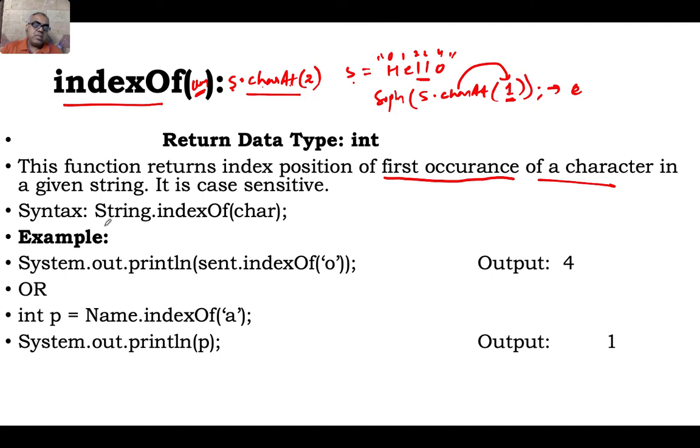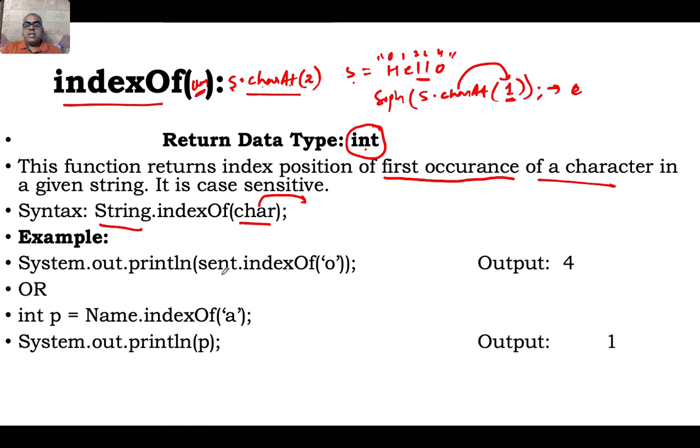So what is the syntax over here? We say string.indexOf and a character. This is a character whose index position needs to be found. Now the moment we say index position, index number is always an integer. That's why your return data type will be integer. If I ask which position a particular character is at, 4, 5, 3, 2, 1, whatever, it means I am going to get in return a number, an integer. So my return data type of indexOf is int.